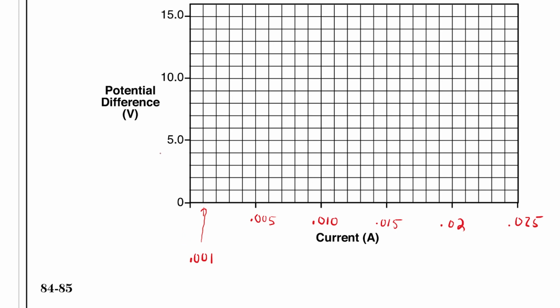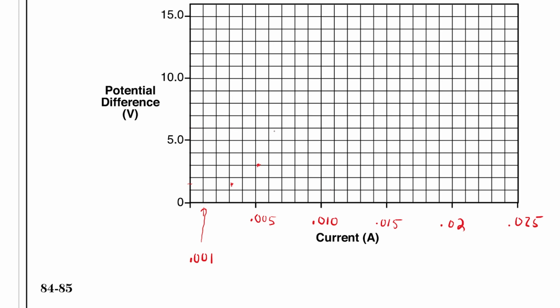In this case, the potential difference is 1.5 volts and my current is 0.0032. So 0.01, 0.02, 0.03, and I'm at 1.5 volts, a little bit more than 0.003. This is about where my dot is going to be, right in this general location. Next one, at 3 volts, I go to 0.005 and just a teeny tad more. If you make a big enough dot, that covers it, but don't be too crazy with the dot.